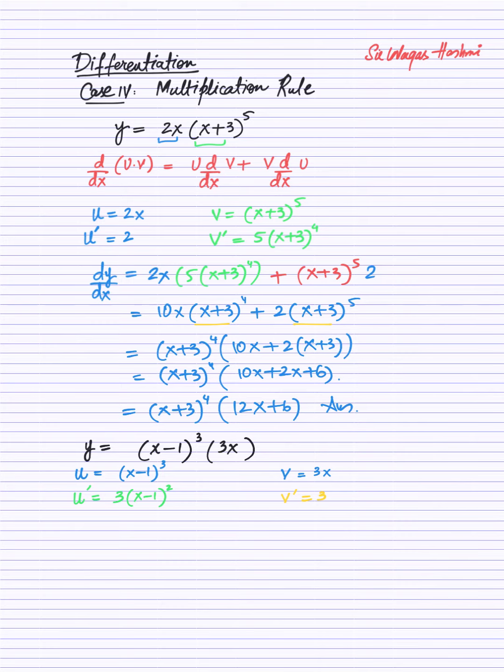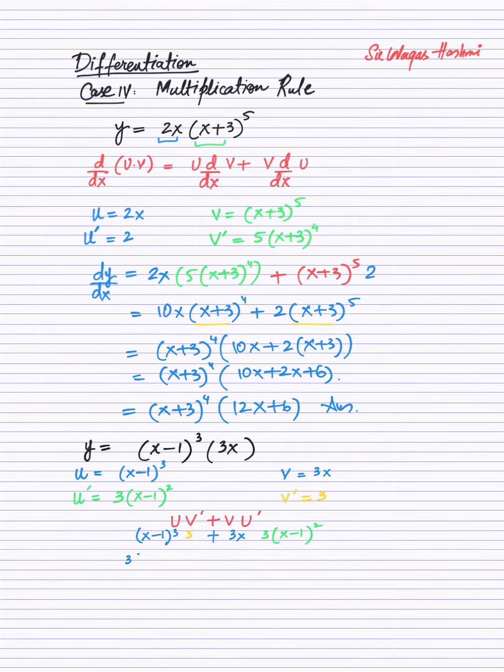Now the working formula says u derivative of v plus v derivative of u. I'm going to place the values here. u is (x minus 1) power cube, the derivative of v is 3, plus v is 3x, and the derivative of u is 3 times (x minus 1) power 2. Alright, we have placed the values, now we need to simplify it.